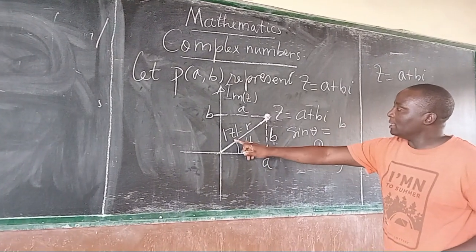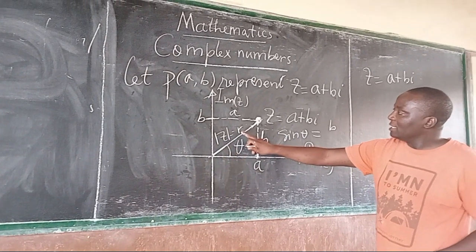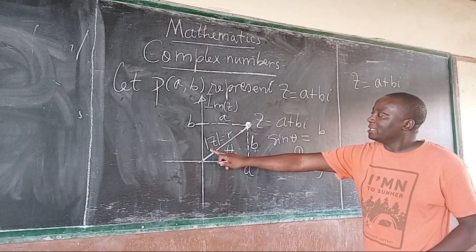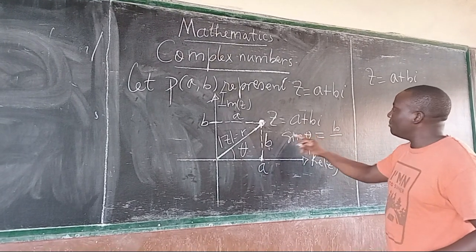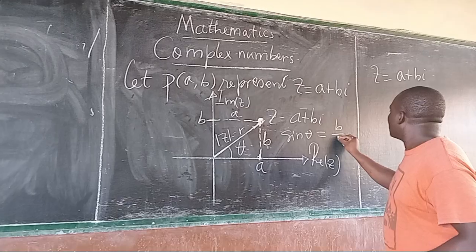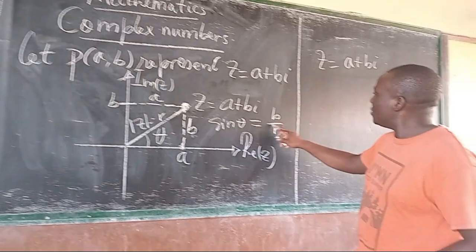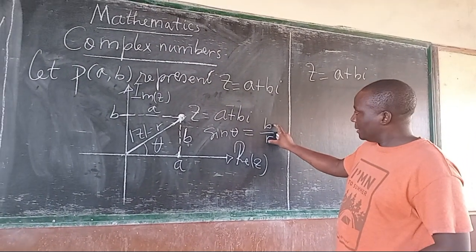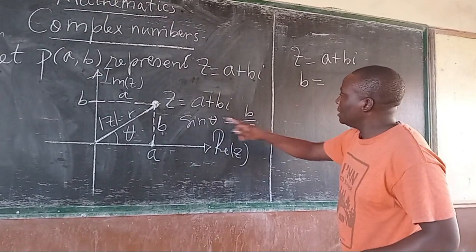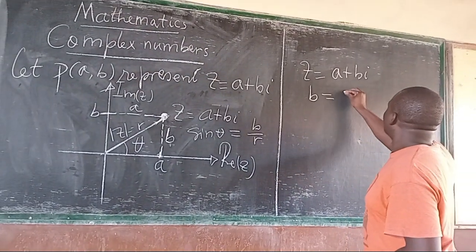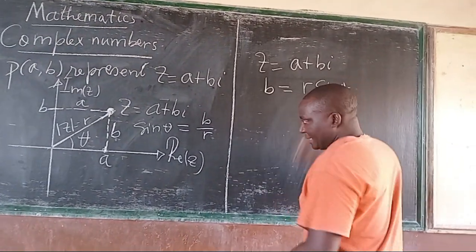B out of what? Out of hypotenuse. As I see, the hypotenuse here is what you call the magnitude or modulus of complex number. So sine theta is equal to B out of magnitude or modulus, equal to R. Teachers, in this case, you can find the value of B. As you see, B must be equal to how many? You use cross multiplication. B must be equal to R times the sine of an angle theta.